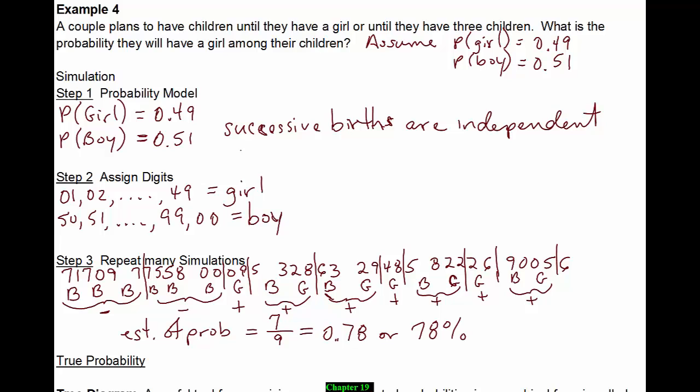If we were to do many more simulations, maybe 1,000, we could feel more confident that our estimate of the probability is very close to the true probability. And speaking of the true probability, we're going to teach you a tool right now so that you can calculate the true probability on your own.